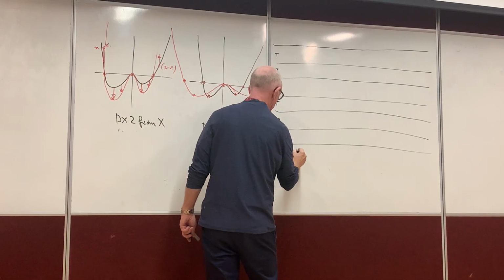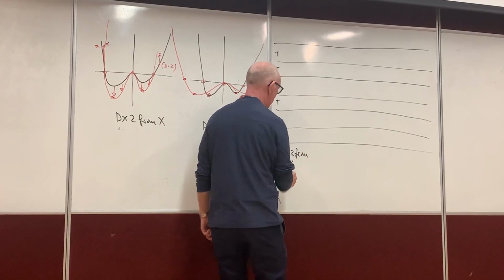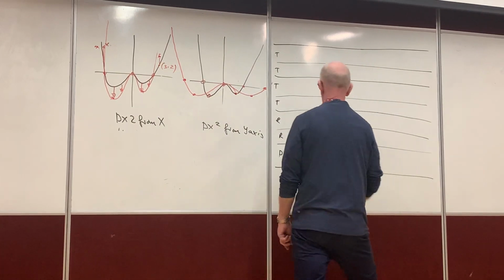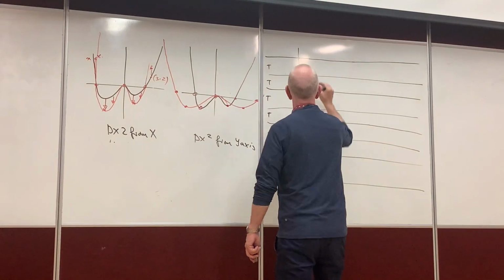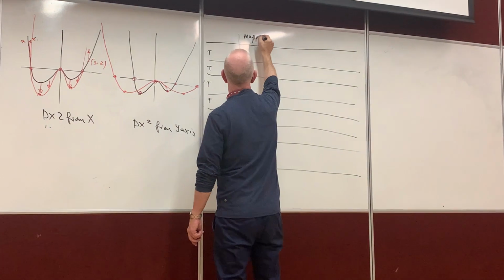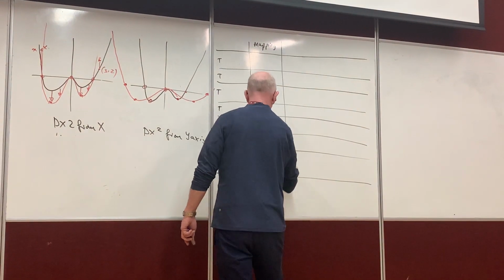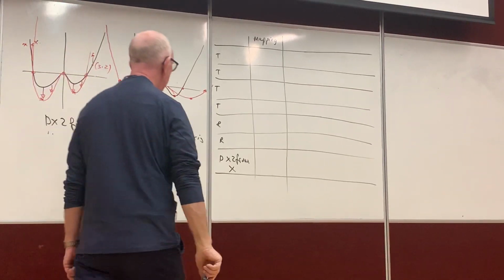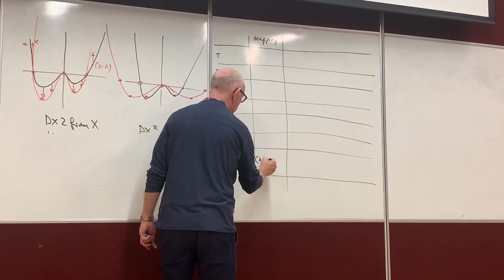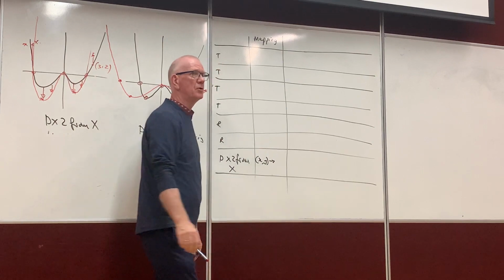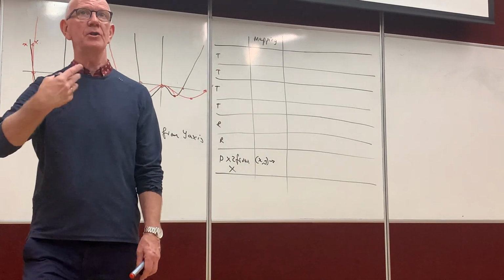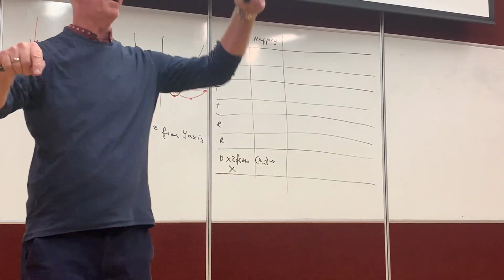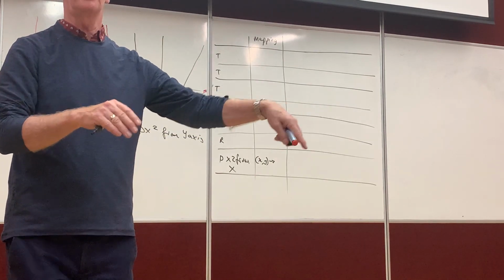Dilate by a factor of 2 from the x-axis. In mapping notation, I say that x, y maps to something. And if there's no change, it would map to x and y. So x maps to x and y maps to y.